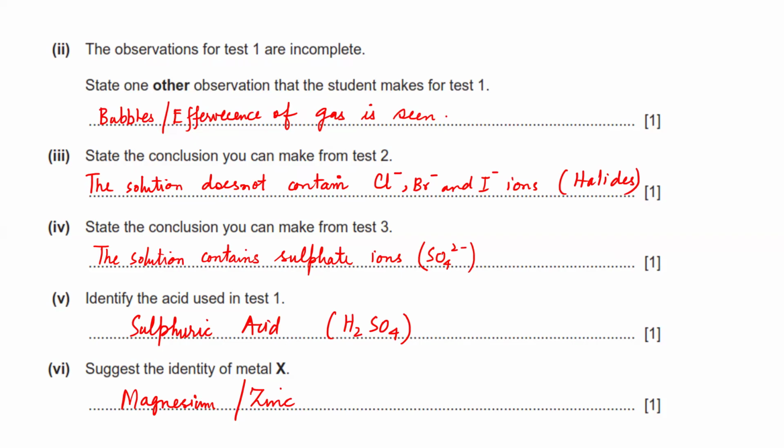At the end of the answer booklet, it gives information about aluminum, iron, copper, chromium, calcium, ammonium, iron, and zinc. There is no mention of magnesium. So a good possibility for the student is to go for zinc.